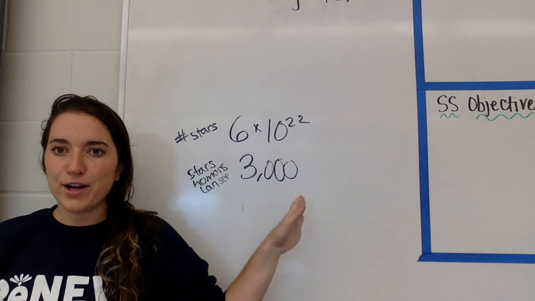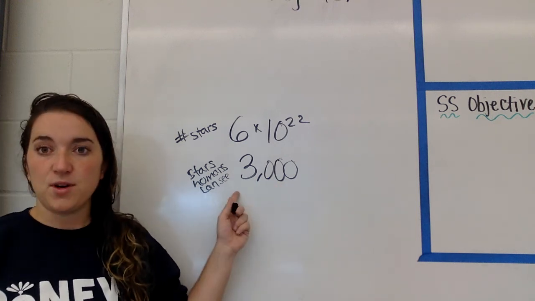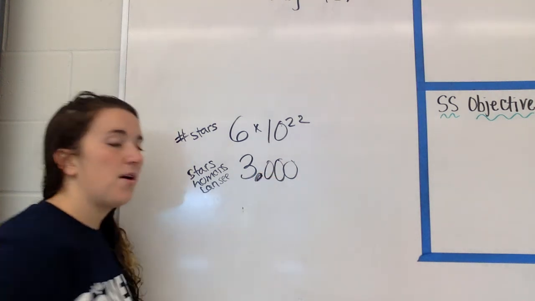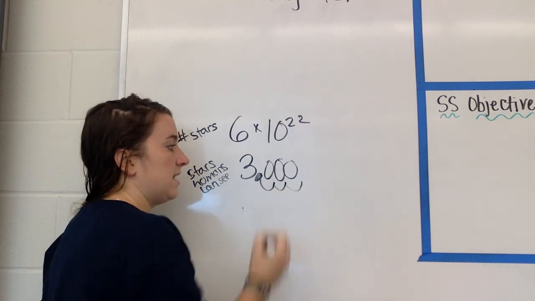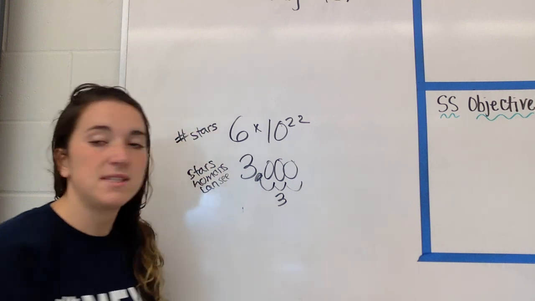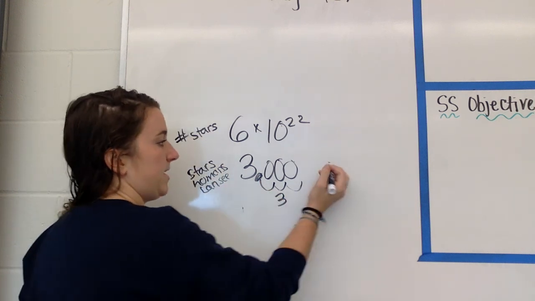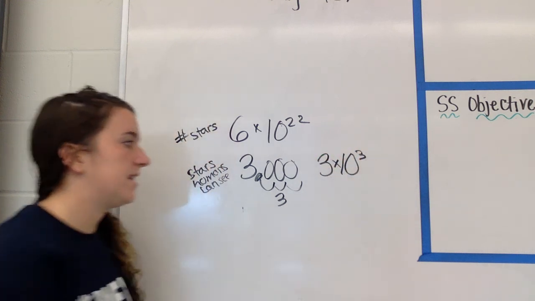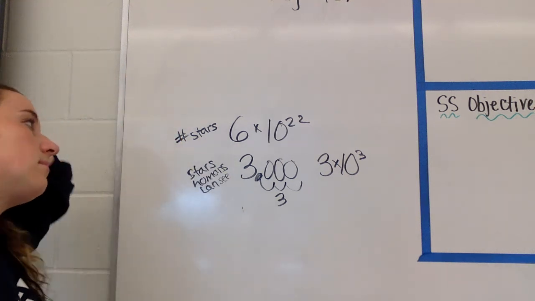But still, we're going to convert this one into scientific notation first. So where does the decimal go in this number? Between the 3 and the 0. How many times did you have to move it to get there? You have to move it 3 times. Did it get bigger or smaller when we move the decimal? Or is this a big number or a small number? It's a big number, so our exponent will be positive. So I have 3 times 10 to the 3rd power.